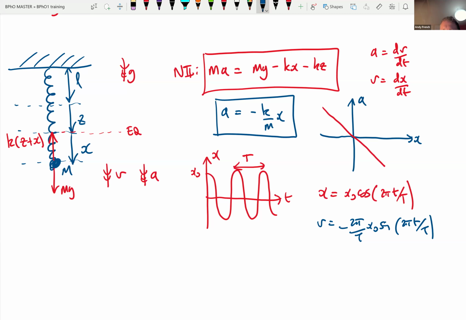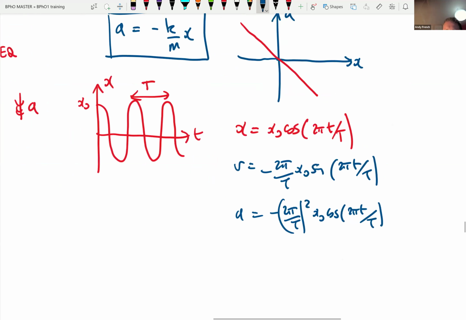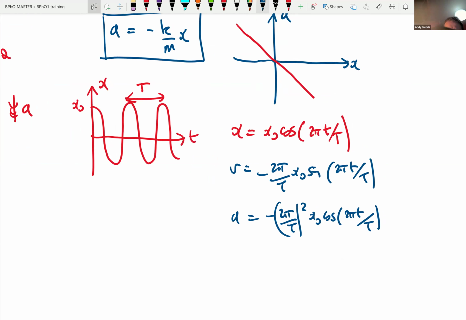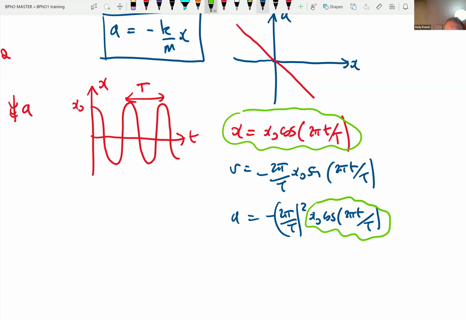And if we differentiate it again, we find the acceleration. So we've got minus 2 pi on T squared, x naught cos 2 pi t on big T. And hopefully you'll notice that we've got back to what we had before. If I highlight the x term here, it's here. So if we assume a cosinusoid, the acceleration is minus 2 pi on the period squared times the displacement itself.